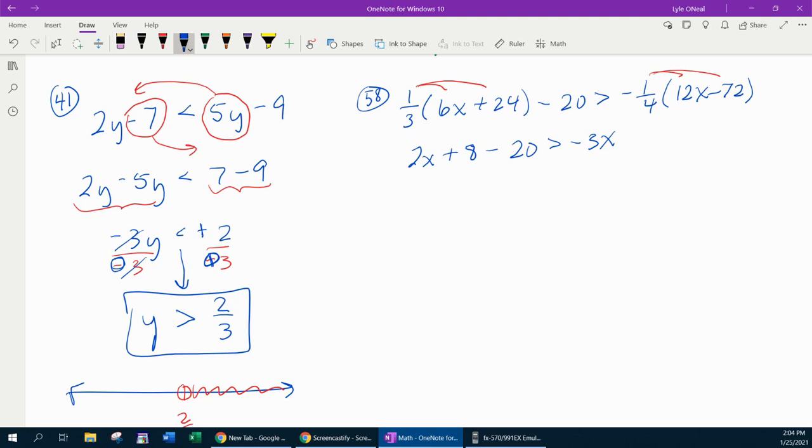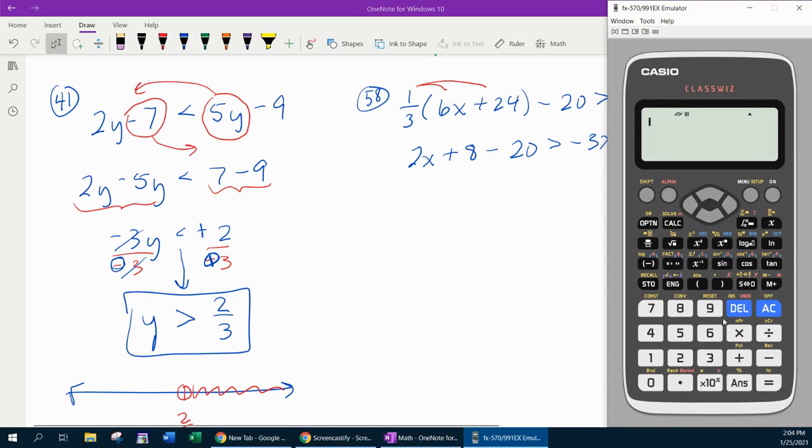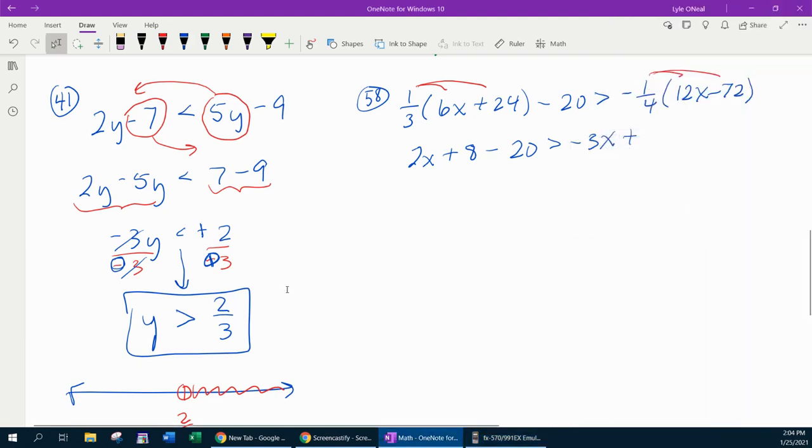And then negative 1/4 times negative 72. Negative times a negative gives me a positive. 4 goes into 72 how many times? I'm not exactly sure, so let's check with the calculator. 72 divided by 4 is 18. So it does divide evenly. And that gets rid of the fractions and the parentheses.